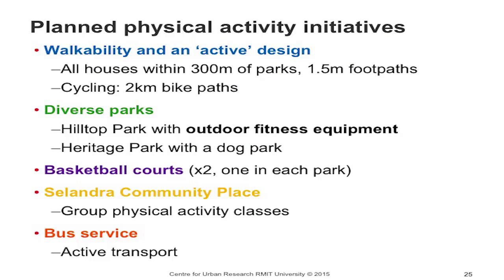The main planned activities to encourage physical activity were walkability and what they called an active design. All houses were within 300 metres of the parks. There are 1.5 metre footpaths. There were 2 kilometres of bike paths, which is really not very long if you're cycling. The parks were designed to be diverse, so Hilltop Park had an outdoor gym, and Heritage Park had a dog park, and there was a youth park also to come. A couple of basketball courts. Salandra Community Place was the community centre where they ran group physical activity classes, and they actually managed to get early delivery of a bus service which opened mid last year.